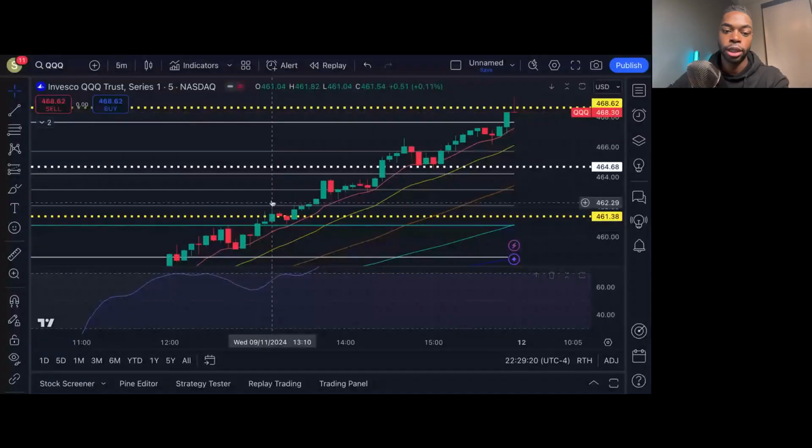I trade options and I mostly day trade. I also swing trade, but I mostly day trade. And today I wanted to show you the 3 indicators that I mostly use in order to have a lot of success when trading and day trading.